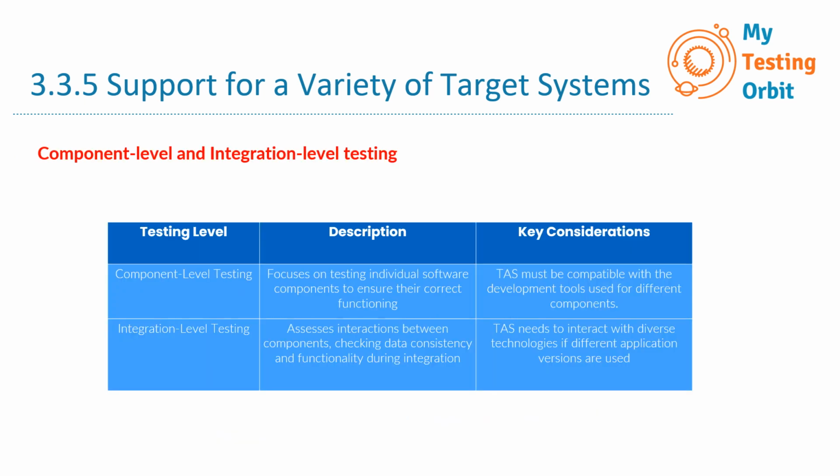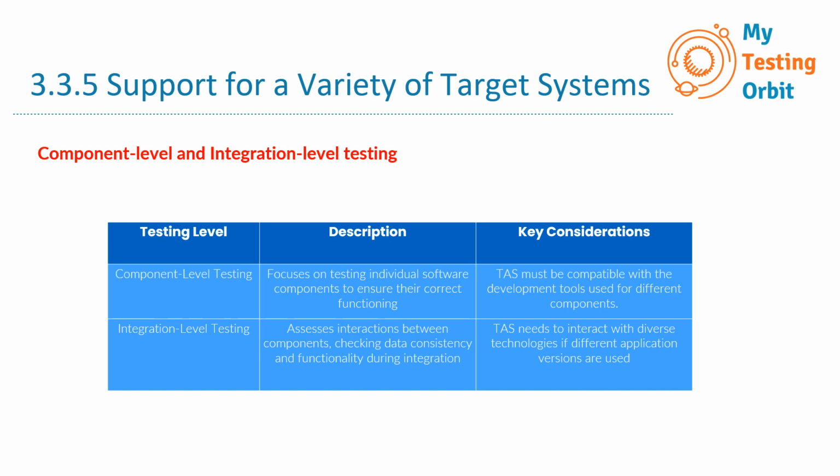Okay, different levels of testing, we already covered this in the foundation syllabus, but just to recap on the component level and integration level testing, component testing level focuses on testing individual software components to ensure that they function correctly. So the tools used for implementing these components impact how they can be tested. For example, if a specific tool was used to implement the real-time radar tracking component, the TAS needs to work with that tool to verify its functionality. And this means that the TAS must be compatible with the development tools used for different components.